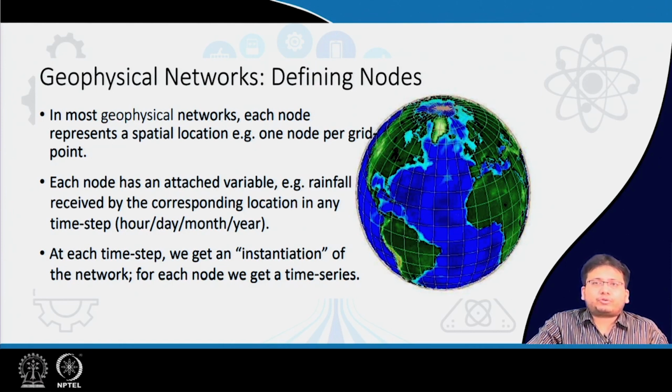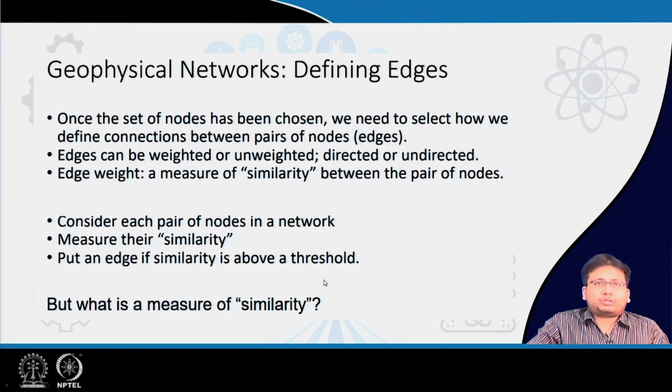Now, these values of course keep changing over time. At any other time point, we can see some or all of those values have changed. If we focus on a single node, we can get a time series. Now this is how we define nodes. The next step is to define edges. Once the set of nodes has been chosen, the next step is we need to select how to define connections between pairs of nodes.